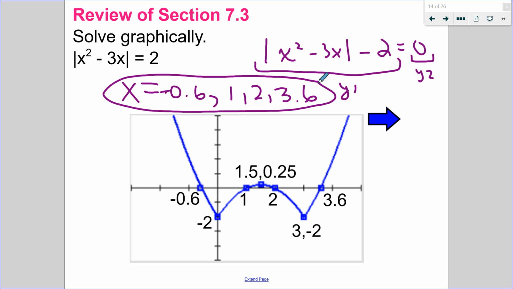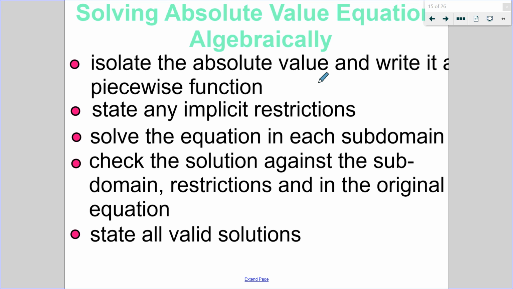Okay, so in this video, we're going to look at how to do it algebraically. Here are the steps that we're going to follow to solve something algebraically. First thing, just like we did with radical equations, is we're going to isolate the absolute value and write it as a piecewise function. As soon as we isolate the absolute value, we have to look for any implicit restrictions, remembering absolute values are positive. And if I have an equation on the other side, that also must be positive.